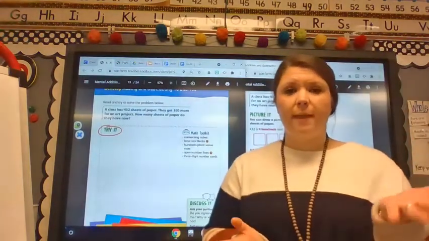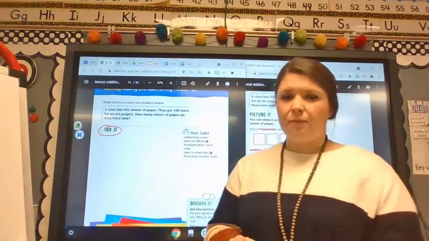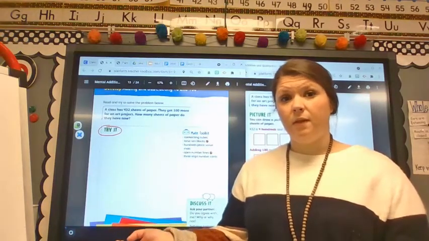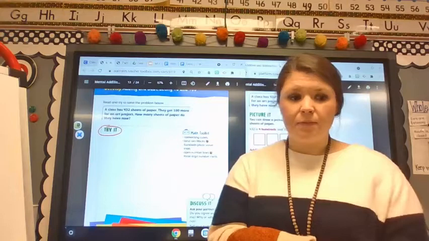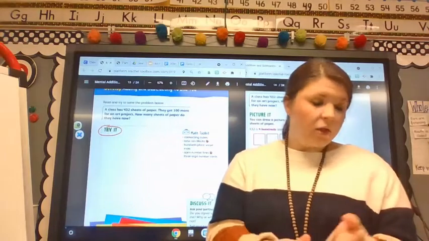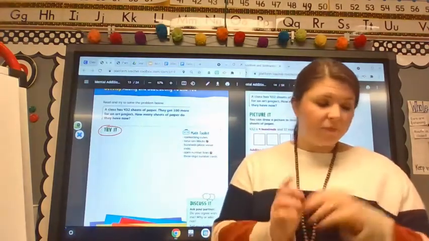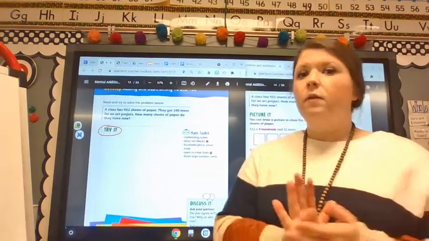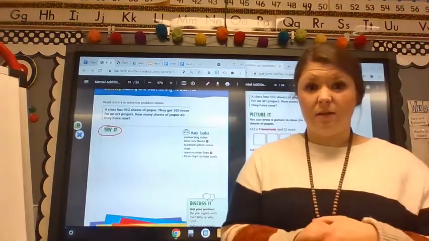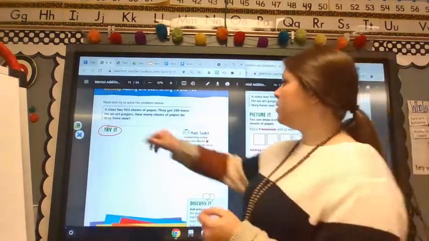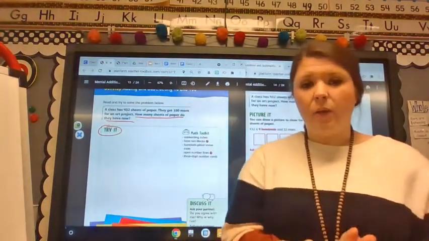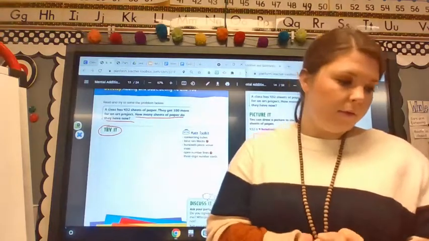Well, it's important to know how many they started with. How many did they start with? 432. What does it tell us that happens? They get 100 more, right? So we're looking for 100 more than what they started with. So how many sheets of paper does the class have at the beginning? 432. How many sheets of paper does the class get? 100. So now you should be able to answer the question, how many sheets of paper do they have now? All right, go ahead and pause the video and solve.